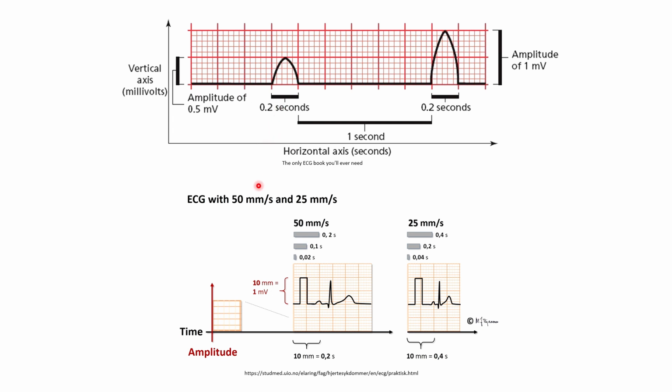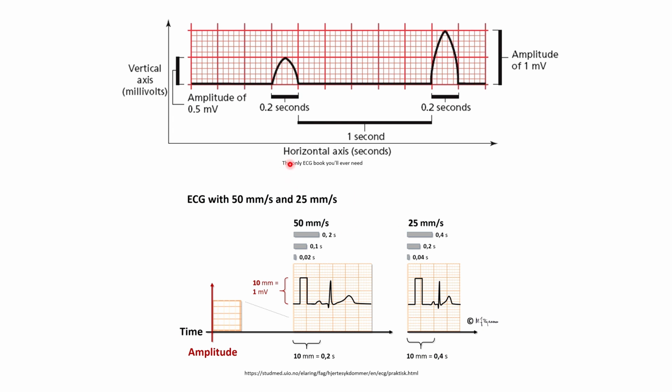And when it comes to 1 second, we can count how many large boxes will be equal to 1 second. If we have one large box, 0.2 second, then multiplying it by 5, it will be equal to 1 second. So 5 large boxes on the ECG is equal to 1 second. I hope that's clear.